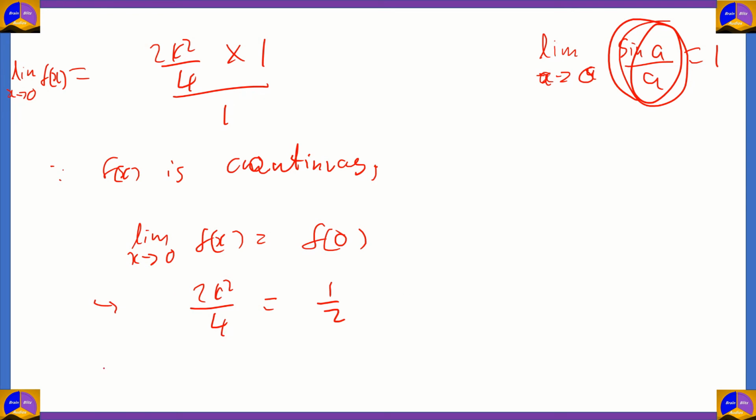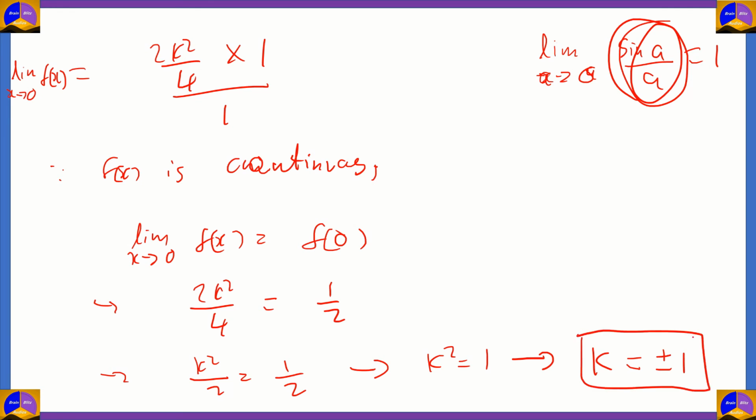2 and 4 gets cancelled, so that becomes k squared by 2 equals 1 by 2. The denominators cancel each other out, so you have k squared equals 1. That means k is equal to plus or minus 1. So you have two values, k is equal to 1 or k is equal to minus 1. This step earns you a half mark.